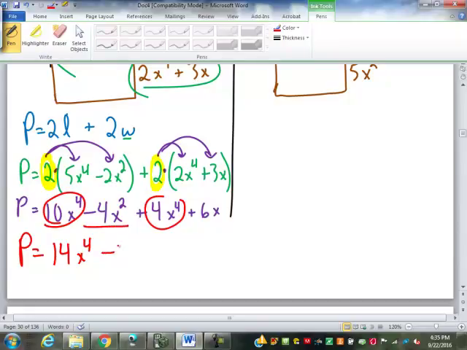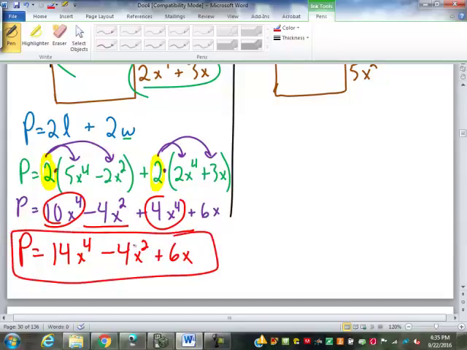Then this is negative 4x squared and positive 6x. I can't combine those because they have different powers. I can't combine them with addition or subtraction, at least, because they have different powers. So I get that expression.